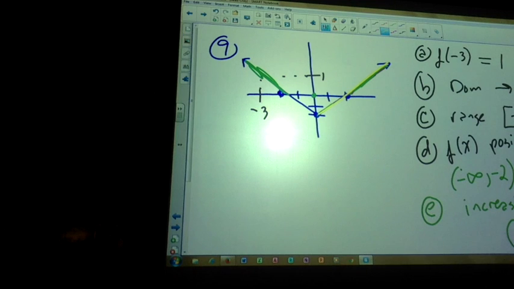Number 13, g at 3. So 3 squared is 9. 9 plus 1 is 10. Number 13, the answer is 10. Number 14, 2 raised to the 0 power is 1. Yes, let's go. A number other than 0. 0 to the 0 is undefined. Any other number to the 0 power is 1.